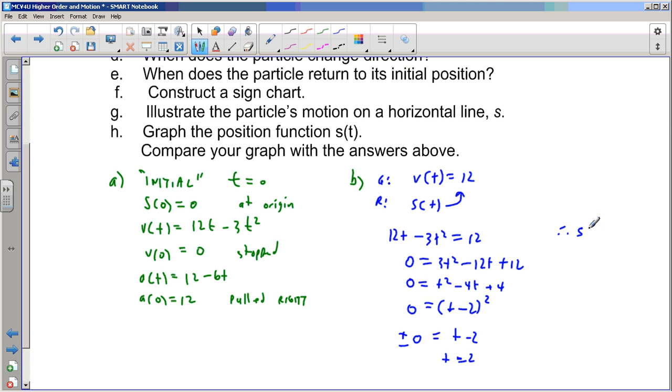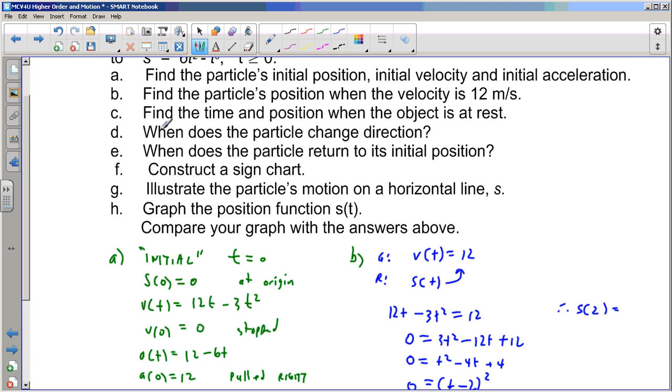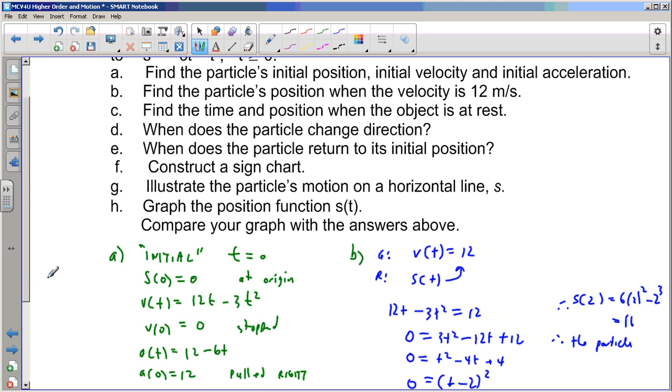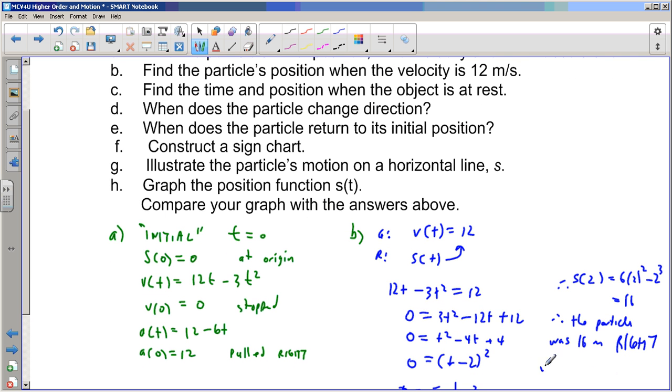So therefore, I have to calculate the position. S at 2 was, I just substitute in and calculate. I can't see it though because it's way up there. S at 2 is 6 times 2 squared minus 2 cubed is, bing, bing, bing, I get 16. So the particle was 16 meters, I guess. And it's positive, so that means right. The position is positive, means it was right when it was moving 12 meters per second. I use the 12 meters per second that was given in the question.